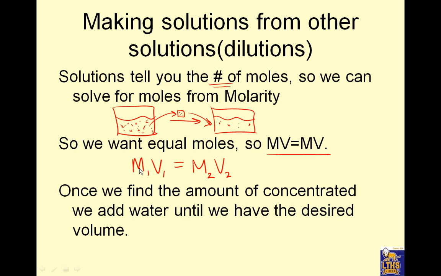Okay, so this might be small, and this might be big, and that might be small. As this goes up, that goes down. This is the bigger one, but we're only using a little bit of it. So the moles on this side equal the moles on that side. Once we find out the amount of concentrated acid we're using, we add water until we have the desired volume. That's important. So you take a little bit of this, put it in another container, and add enough water to get to the line.